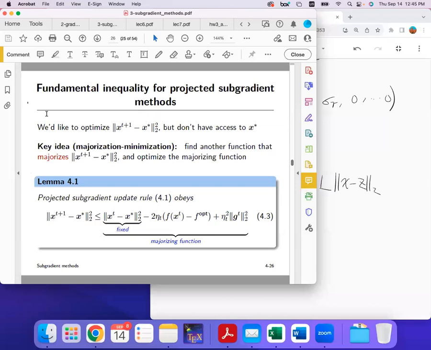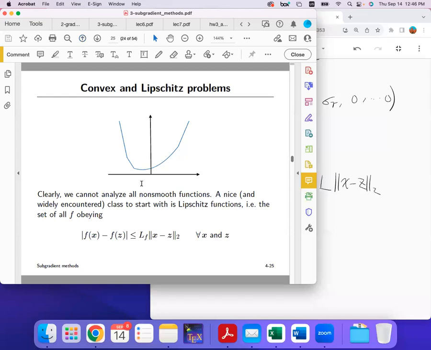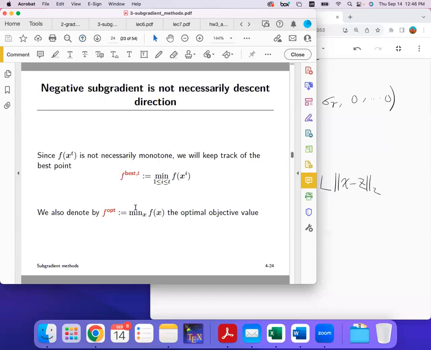Is that OPT the minimum value of f? Yes, it is defined as the minimum value, the minimum over x.